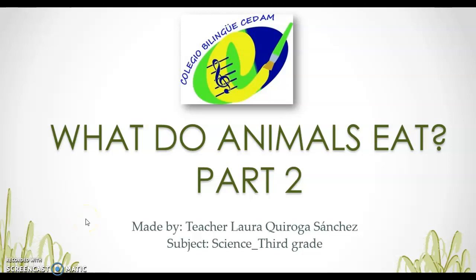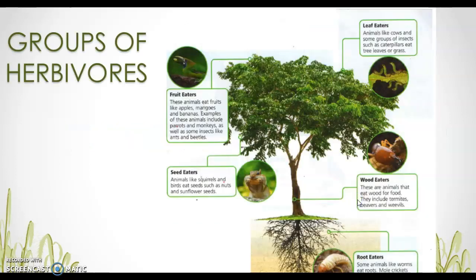Hi guys, today we are going to continue our lesson about what do animals eat. So this is the second part of the class. To continue with the topic, we are gonna talk about the different groups of herbivores, since they can be classified depending on the part of the plant they eat.